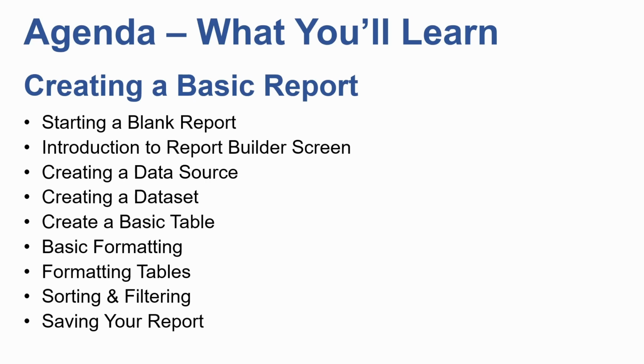We'll start off with creating a blank report. Then I'm going to show you the report builder screen and its properties that you can view. We'll go ahead and learn how to create a data source. Then we'll create a data set. Then we'll learn how to create a basic report. Then we'll go on to basic formatting, and then we'll learn how to format tables. There's a difference, and so you'll learn that as well. Then we'll see how we can sort and filter our table. And then last but not least, we will save our report.